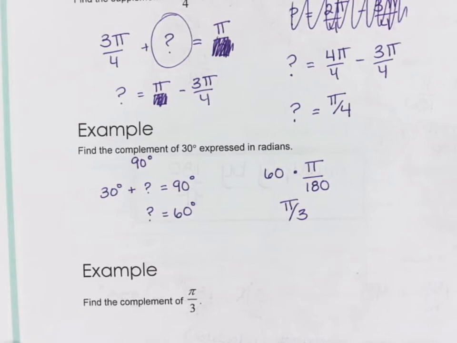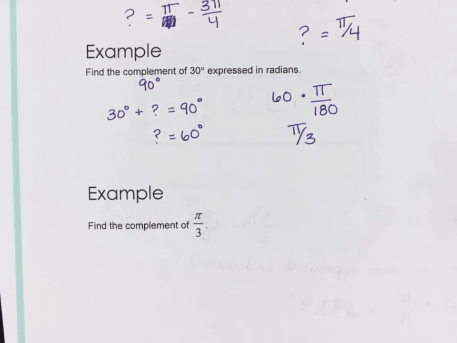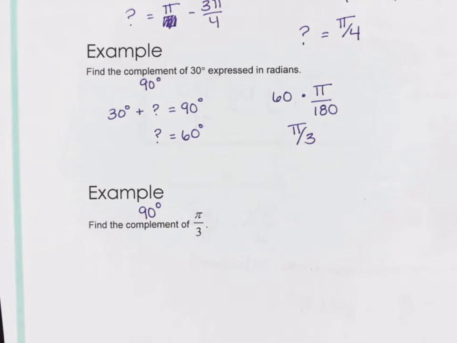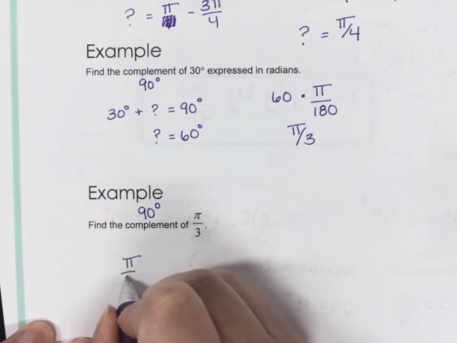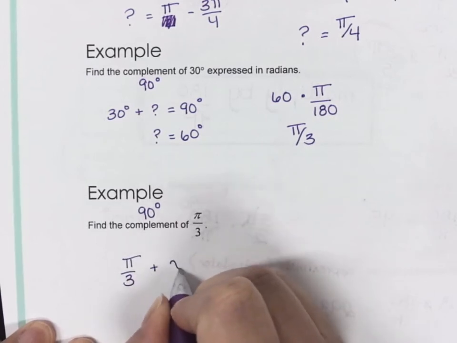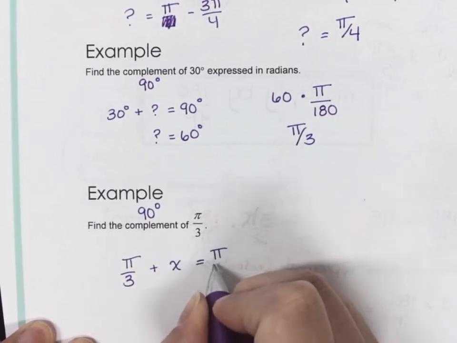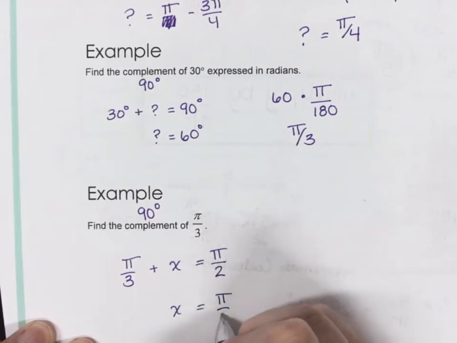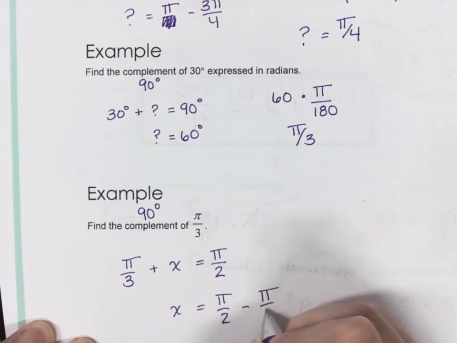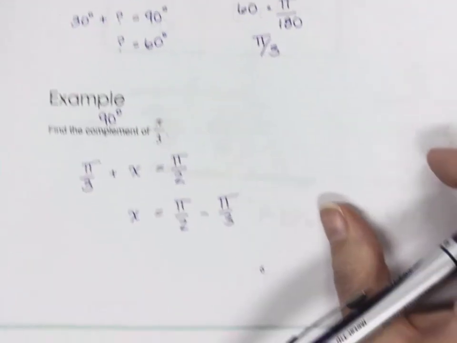Okay, I'm going to let you guys do this one. Complement. Is complement 90 or 180? 90. Okay. I'm going to do it. You're going to do it. Life's going to be great. Common denominators.